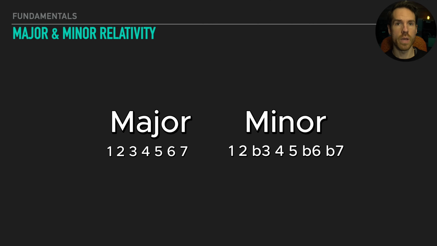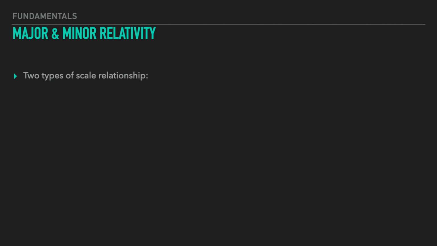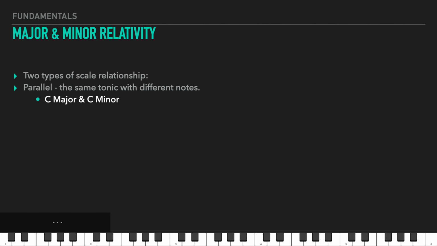And these scales also have a relationship to one another, which we're going to look at now with relativity. There are two types of scale relationship. So there's first parallel, meaning the same tonic with different notes. We're going to use C major and C minor as an example. So both C major and C minor have C as the tonic.